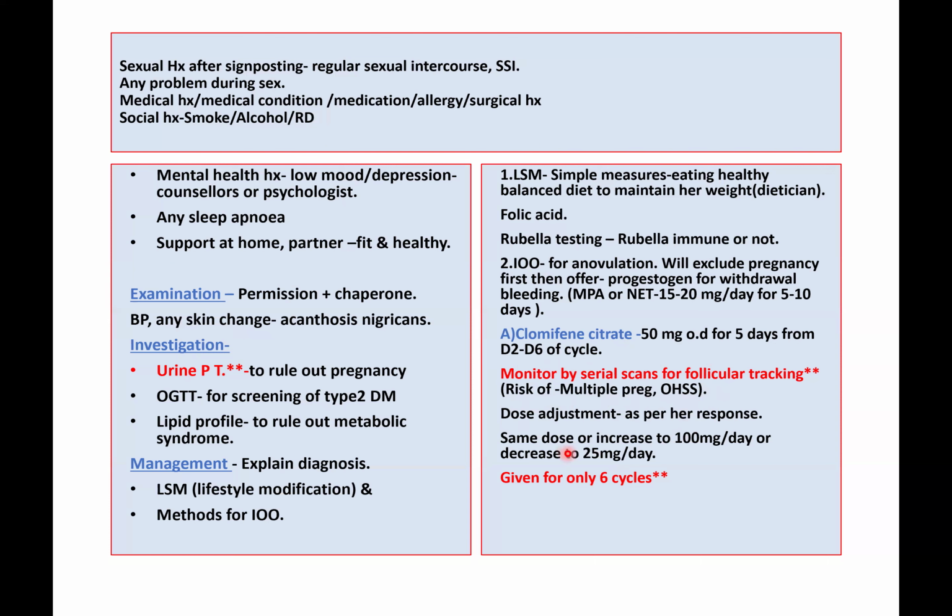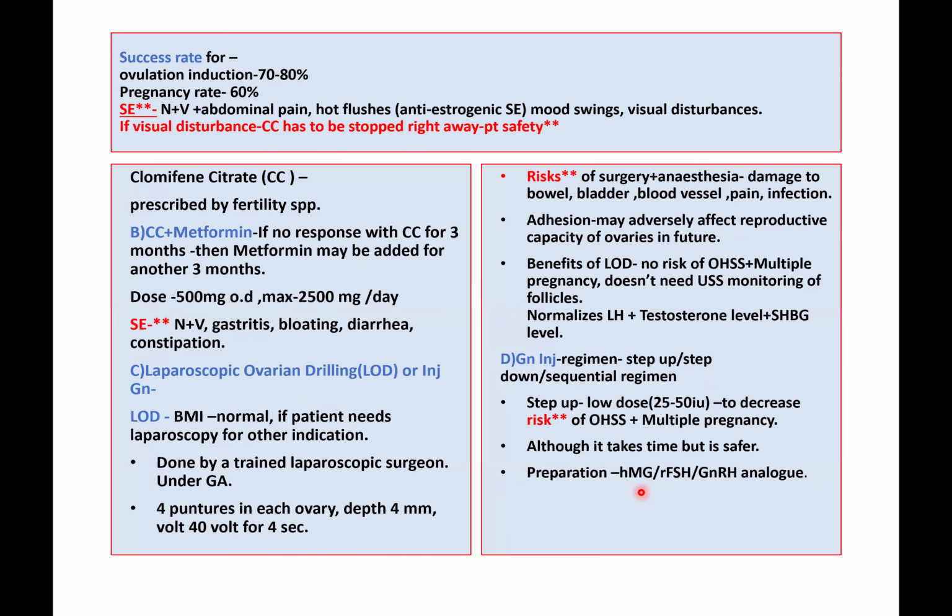So the dose can be kept the same, or increased to 100 milligram per day if there is less response, or decreased to 25 milligram per day if there is more response. Clomiphene is given only for 6 cycles. These are the important patient safety points, which are in red and asterisks.